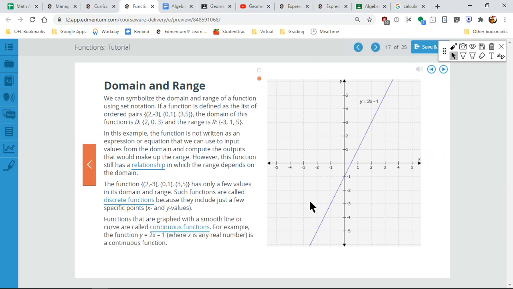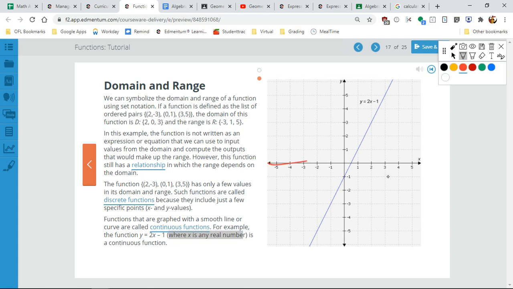The other type is continuous. When you have the straight line, usually when you're talking about continuous, you're talking about all the real numbers. So usually when we talk about continuous, we're going to be talking about these functions where x is all real numbers. Where this x value, we're going to talk about all x's.